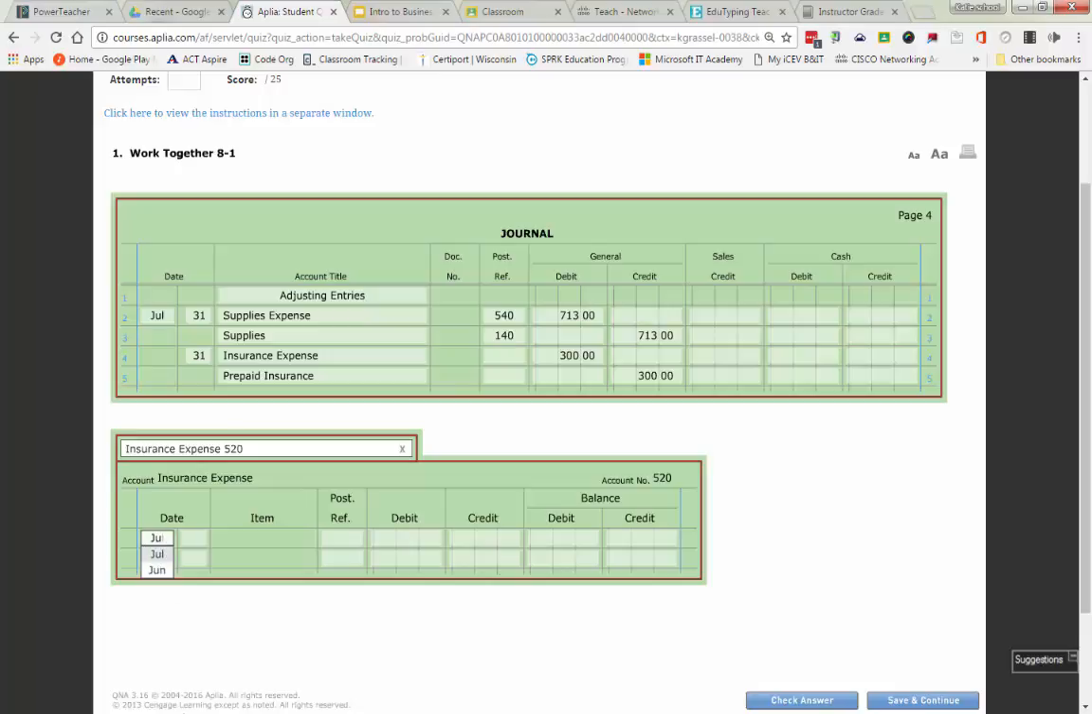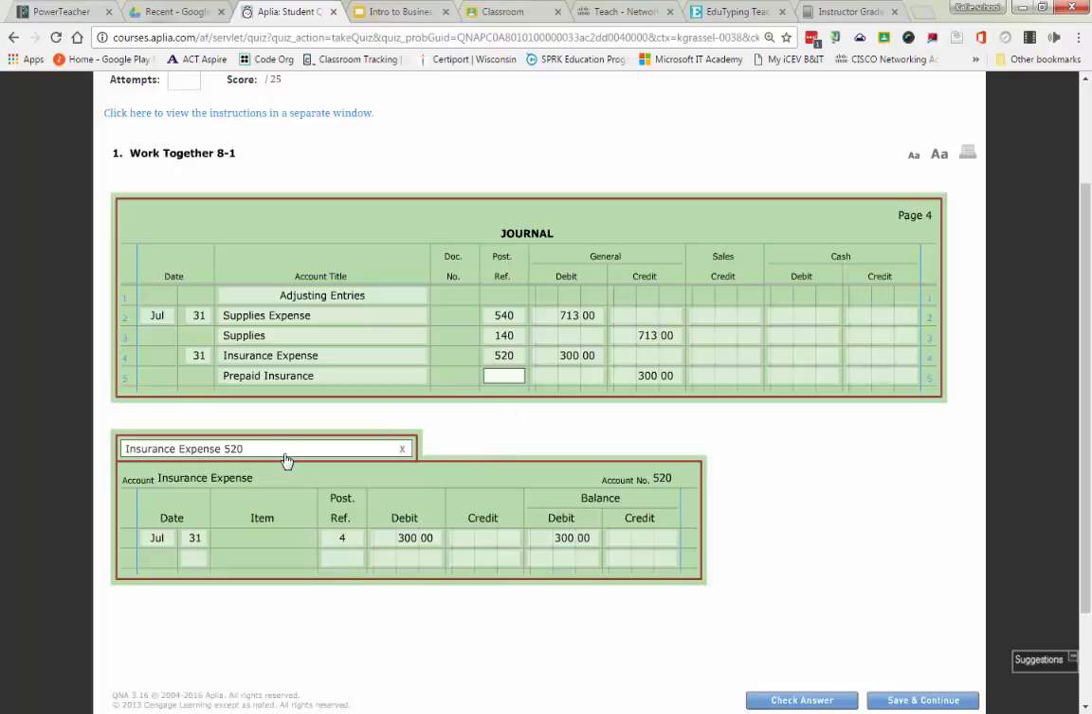Insurance expense, I have to put the date of July 31st. Post reference is going to be 4. And when I look at line 4 of my journal, I can see that insurance expense is being debited for $300. It previously had a zero balance, so I'm going to put a debit in $300 and then another debit in my balance column for $300 because 0 plus $300 is $300. Last step is to put account number 520 back up top.